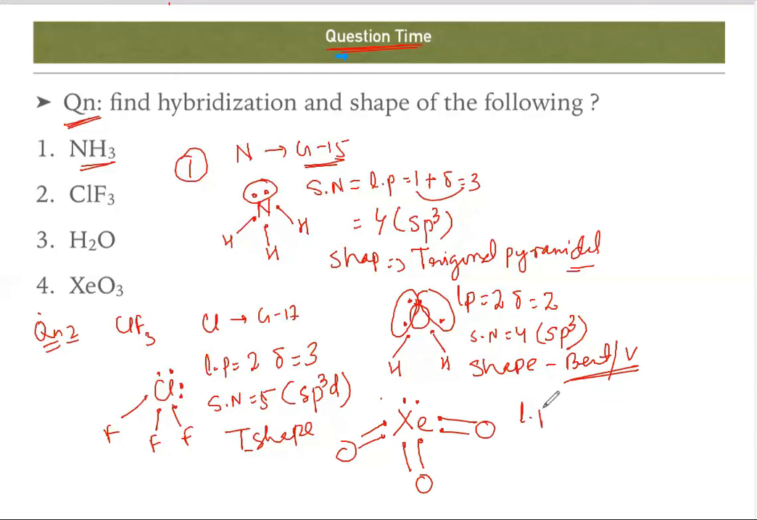So how many lone pairs are there? Lone pair is 1. Sigma bonds: whenever multiple bonds are there, one is sigma, another is pi. So sigma bond is 3. What is the steric number? Steric number is 4. Hybridization is sp3. Shape is, remember, 3 sigma 1 lone pair, that is trigonal pyramidal.